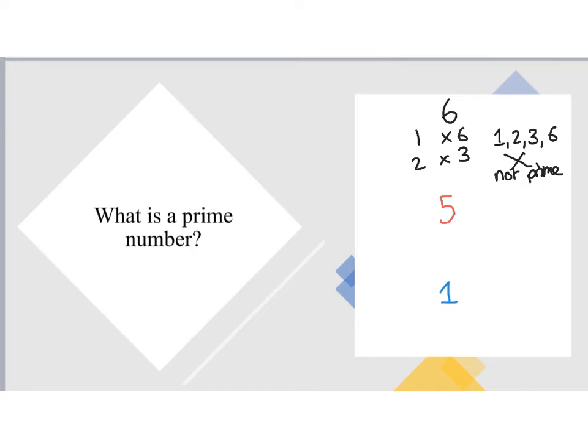Next, let's look at the number 5. So the number 5 has only got 1 times 5, or 5 times 1, meaning it has the factors 1 and 5, so this is prime. It's a prime number.